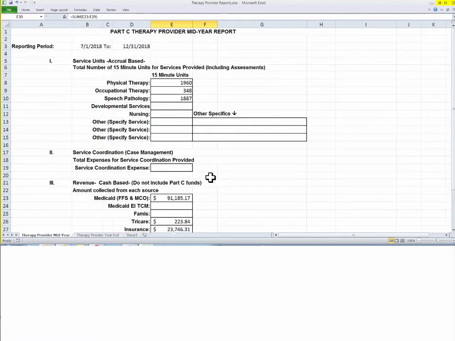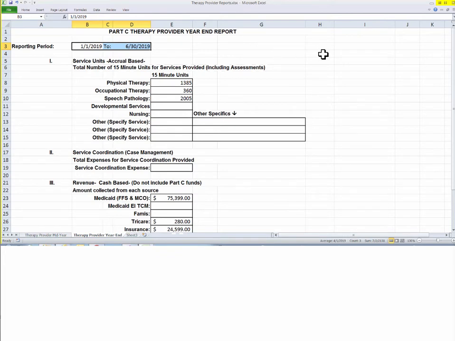Both of these reports contain the same information. It is just the time frames that are different. Following the state fiscal year, the first reporting period will be from July 1st through December 31st of any given year, representing the mid-year report. The second reporting period is from January 1st through June 30th of any given year, representing the year-end report.